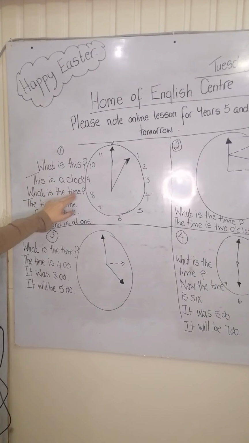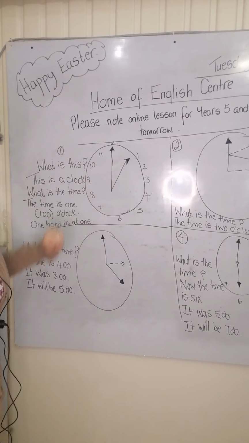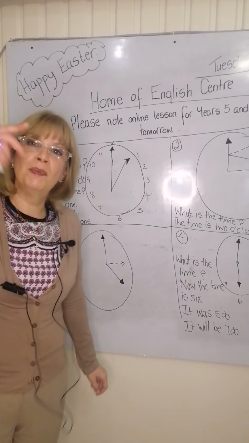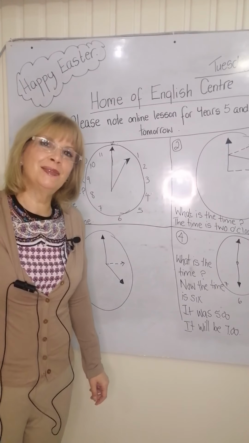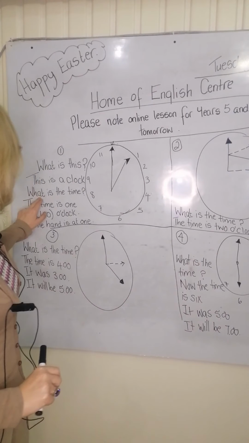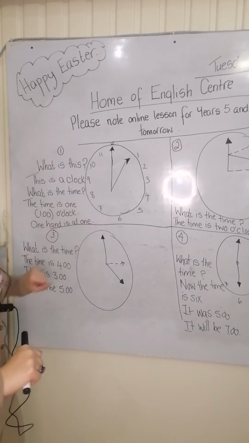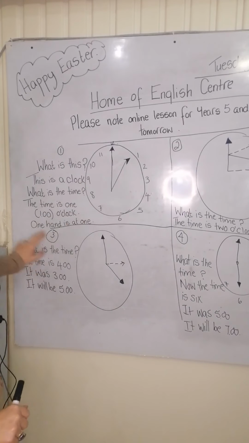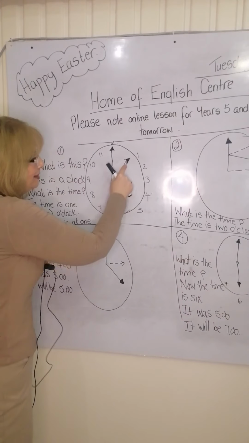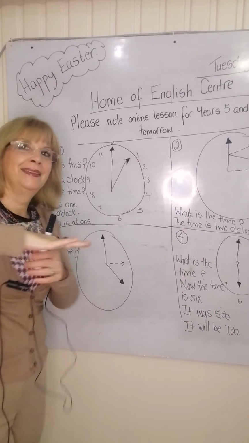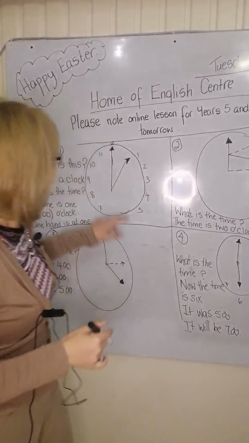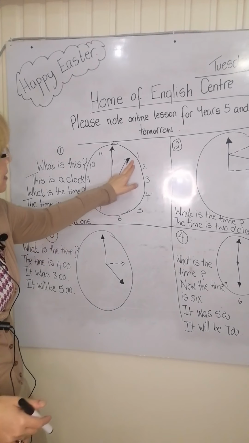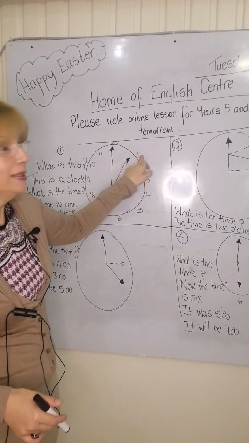What is the time? Remember, they're both questions, so they both need question marks. And remember to raise your voice when you ask a question. What is the time? The time is 1 o'clock. One hand, this is a hand, these are hands. One hand is at 1. We can see it there.